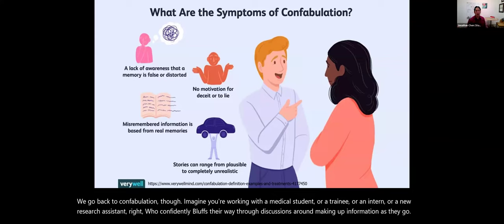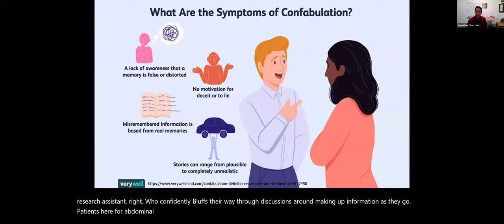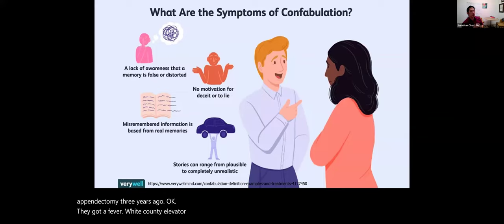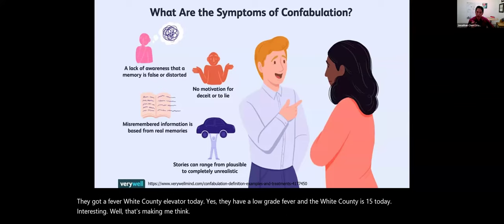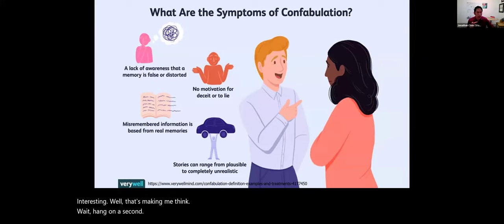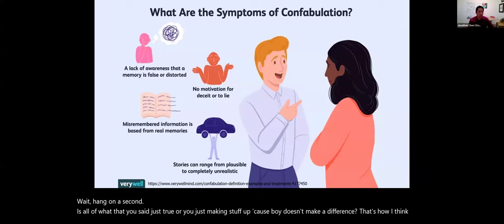Patients here for abdominal pain? Okay. Have they had any prior surgeries? Yes, they had a cholecystectomy and an appendectomy 3 years ago. Okay. They got a fever, white count elevated today? Yes, they have a low-grade fever, and their white count is 15 today. Interesting. Well, that's making me think, wait, hang on a second. Is all of what you said just true, or are you just making stuff up? Because boy, does it make a difference in terms of how I think about what's going on in the situation.